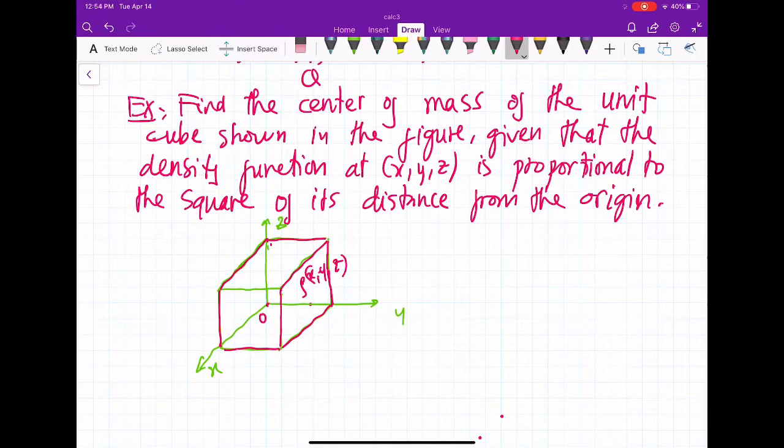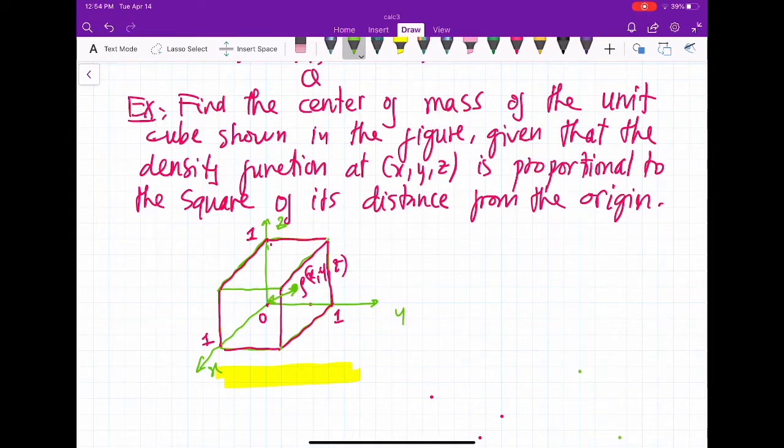In this example, they ask us to find the center of mass of the unit cube shown in the figure. So we have a cube like this. Here's one, here's also one, here's also one. And the density function at some point x, y, and z is proportional to the square of its distance from the origin. So what does it mean? If you have some point x, y, z in here, you have to calculate the distance from this point to the origin.